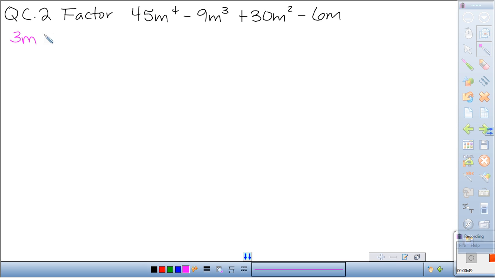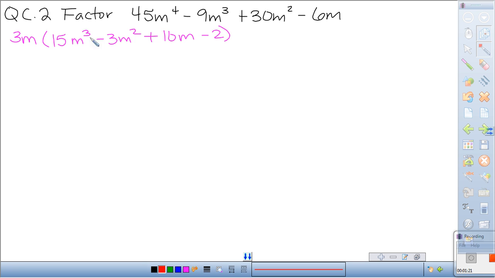So then I'd have 3m times 3 times what would give me 45? 15. M times m cubed gives me m to the 4th. 3m times negative 3m squared would give me negative 9m cubed. 3m times plus 10m would give me 30m squared. And 3m times negative 2 would give me negative 6m.